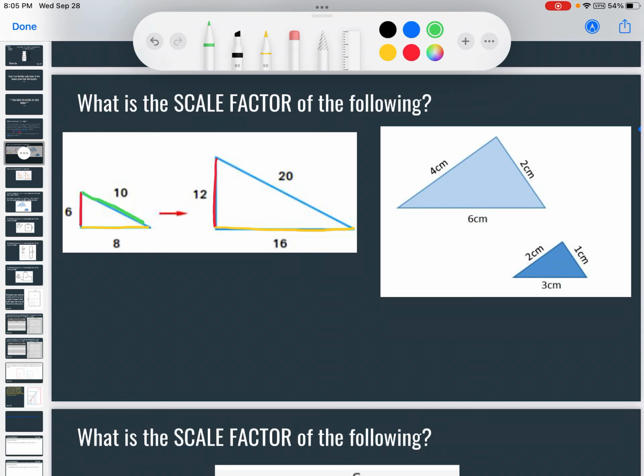And this diagonal is corresponding with that one there. So those are our corresponding sides. Those are the sides we're looking at. So in this first one, we need to figure out how did they get from 6 to 12. So what you've got to do is figure out 6 times what equals 12.